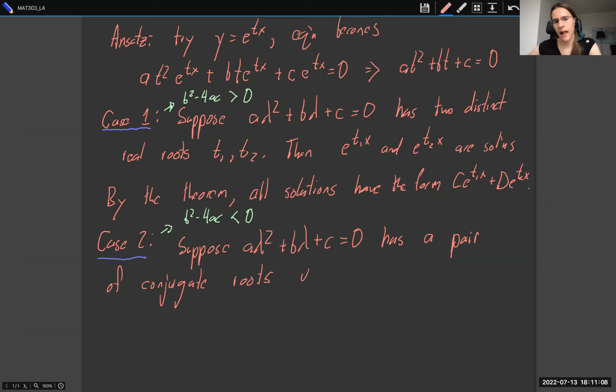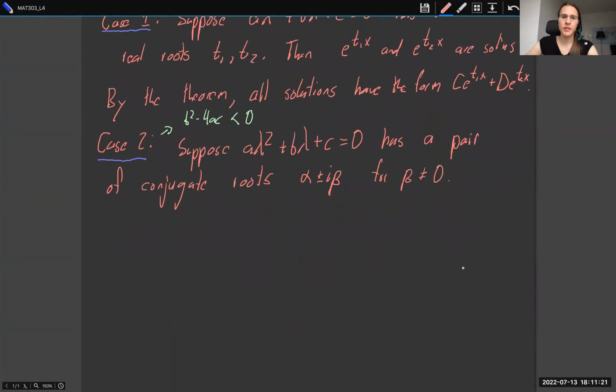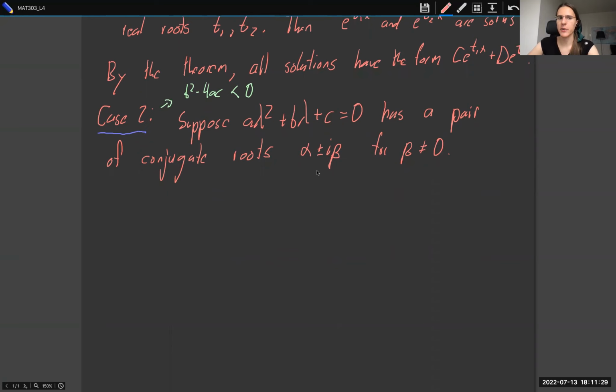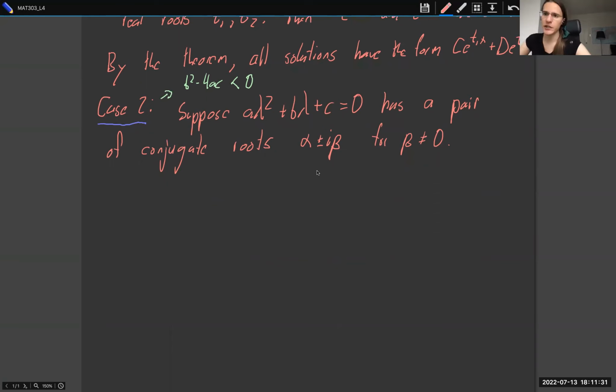And I'll write the roots as alpha plus or minus i beta, for beta not equal to 0. So if the coefficients of the equation start off as real, then all complex roots have to come in conjugate pairs. And this is just directly from the quadratic equation, because you have the real part and then you have the radical, and that's purely imaginary. And so the plus or minus is just the purely imaginary part, and the b squared divided by 2a, that's just the real part.